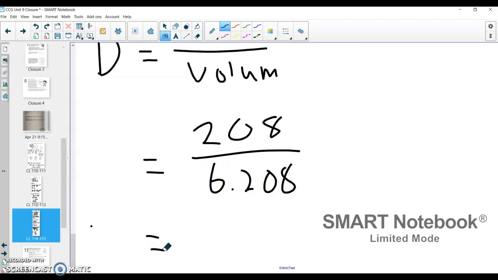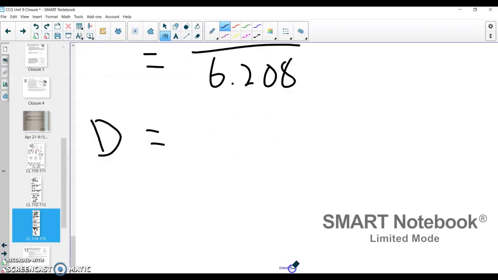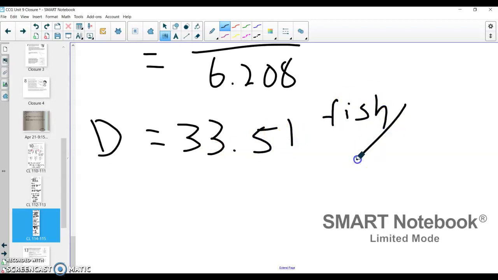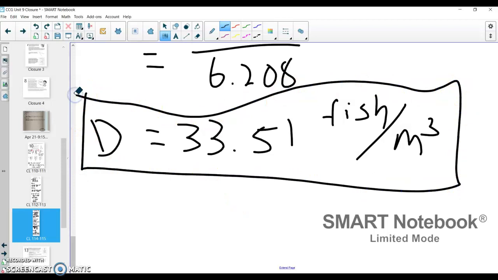And so my density is equal to, I gotta use my calculator again, 208 divided by 6.208. Well, that's kind of funny that that's in there. And I get a density equal to 33.51. And that would be fish per meters cubed as my unit there. And there is my density.